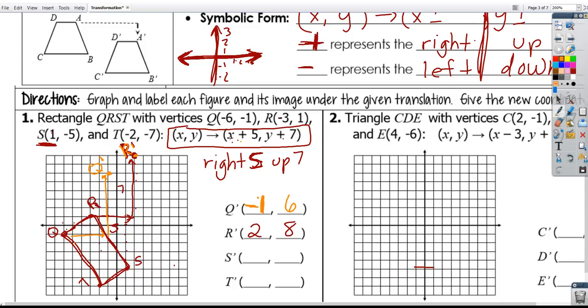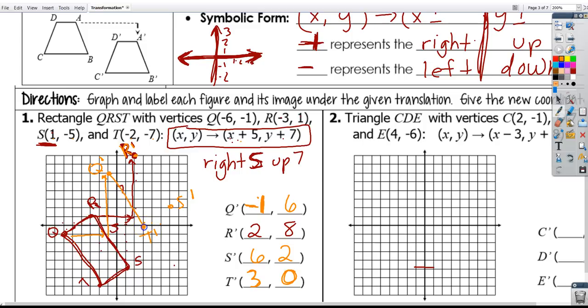Okay, then we do S prime. So 1 plus 5 is 6. -5 plus 7 is 2. Again, you could have just counted, but I'm going to add them because it's easier for me. So (6, 2). So I'm going to go 3, 4, 5, 6, and then go up 2. There's my point. That was S prime. And then T prime is from (-2, -7). -2 plus 5 is 3. -7 plus 7 is 0. I'm going to go 1, 2, 3. Put my little dot. That's going to be my T prime.